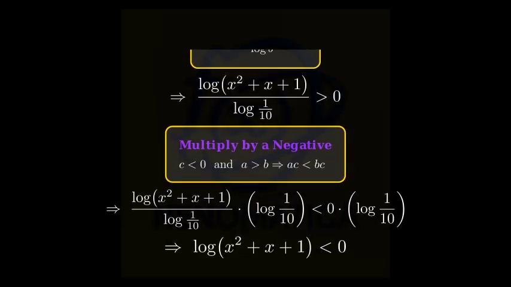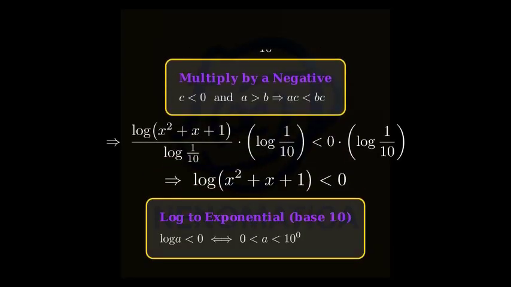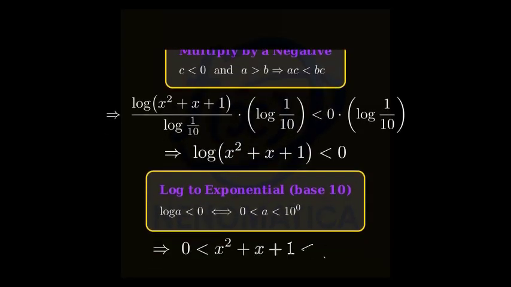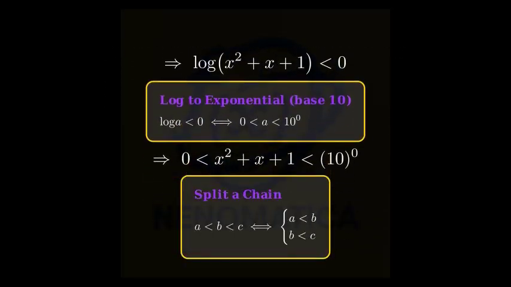Step 3. Convert the logarithmic inequality to an exponential bound. A common log less than 0 means the argument is between 0 and 10 to the 0. Therefore, 0 is less than x squared plus x plus 1, and that is less than 10 to the 0. Step 4. Split the compound inequality into 2. We have two conditions: x squared plus x plus 1 is less than 1, and x squared plus x plus 1 is greater than 0.